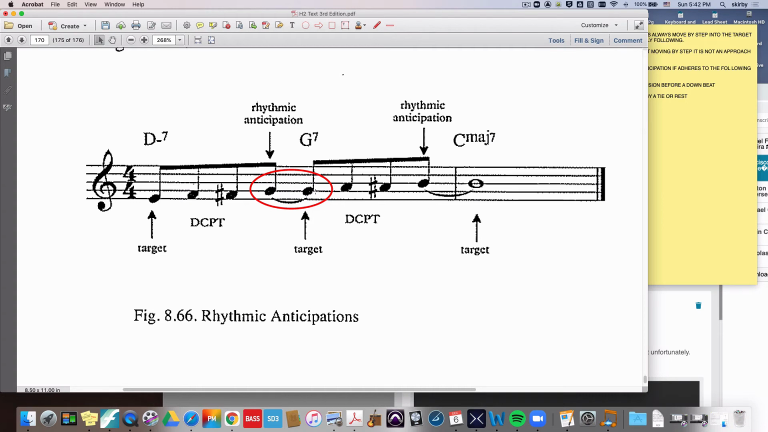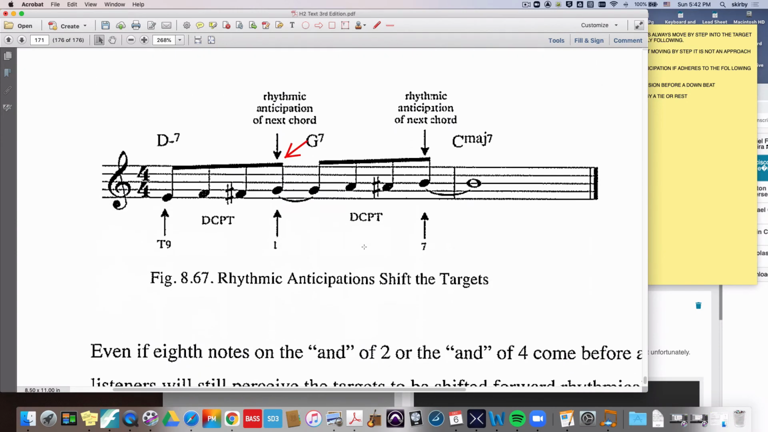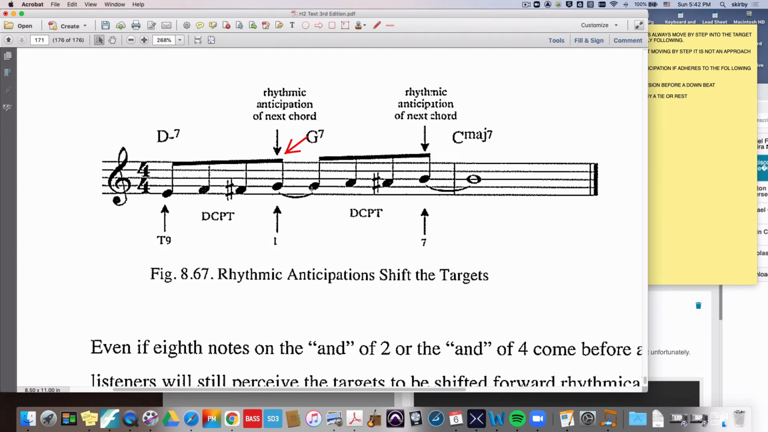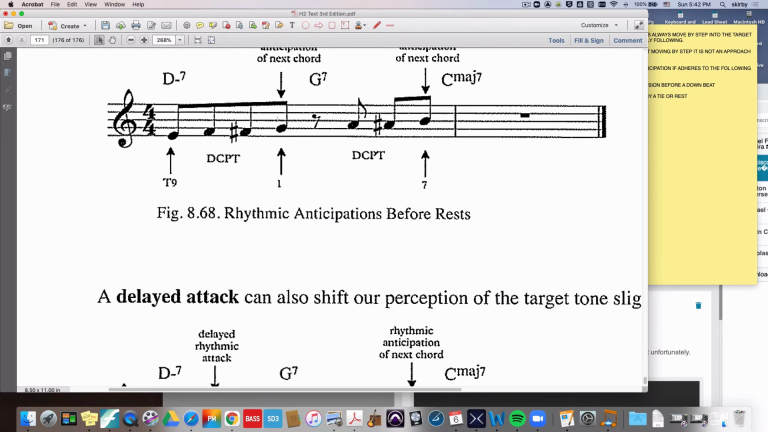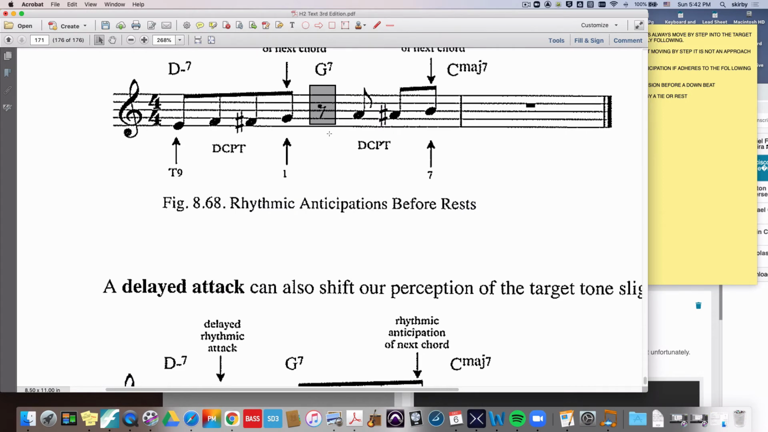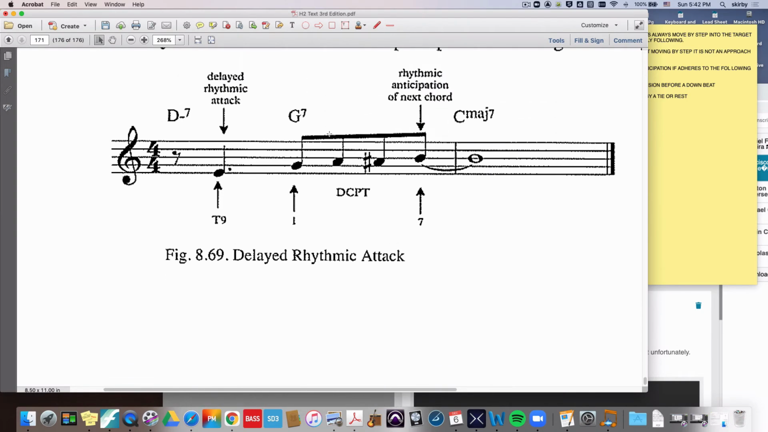If you just play it again, it's not an anticipation, it's just a repeated note. That's no anticipation there. So that's an anticipation because it's followed by a tie. Here's an anticipation, it's followed by a rest. That's also an anticipation because it's the last thing you heard. The key to an anticipation is that you do not hear anything on the subsequent downbeat. Nothing new is happening on the subsequent downbeat. Okay, that's what an anticipation is.